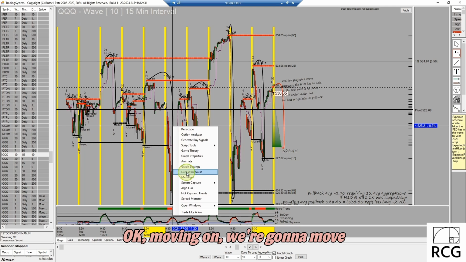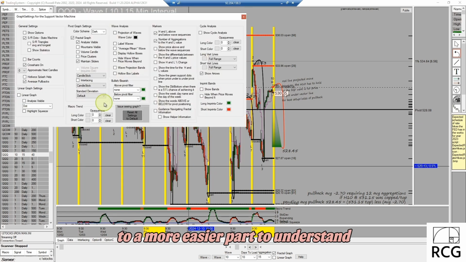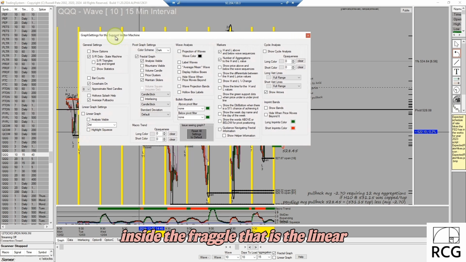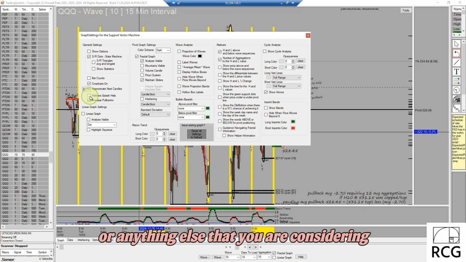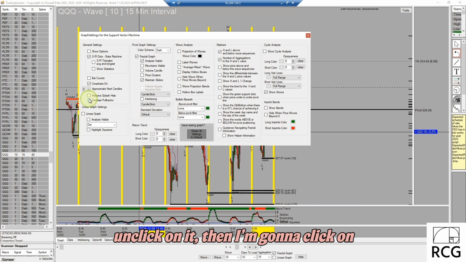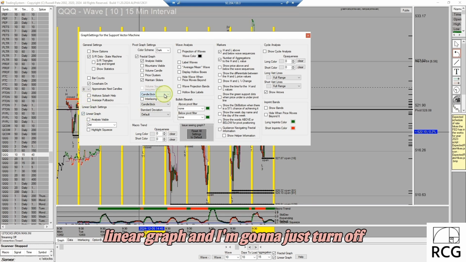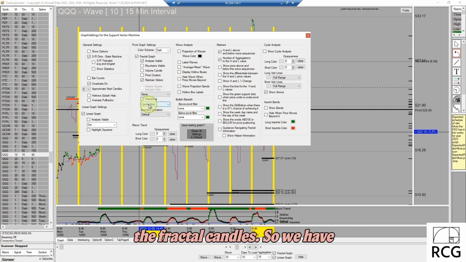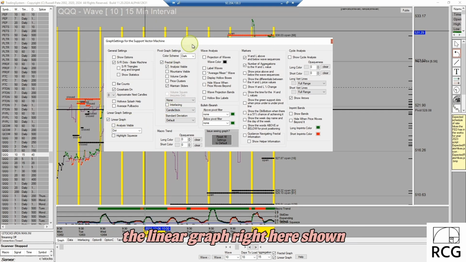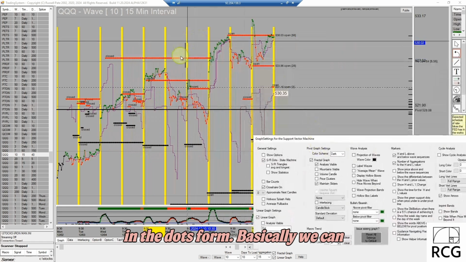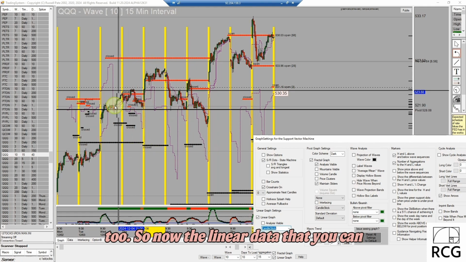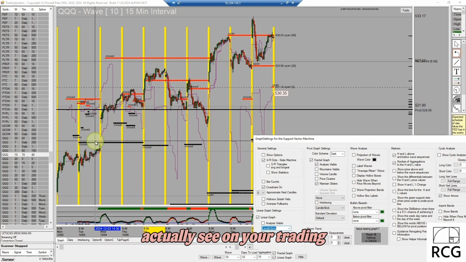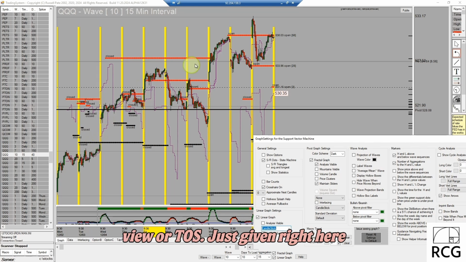Okay, moving on, we're going to move to an easier part to understand inside the fractal, that is the linear graph settings that you guys are already looking at in your TradingView or TOS or anything else that you are considering right now to trade. Okay, I'm just going to unclick on it, then I'm going to click on linear graph, and I'm going to turn off the fractal candles. So we have the linear graph right here shown in dots form. We can actually change that to a candlestick too.